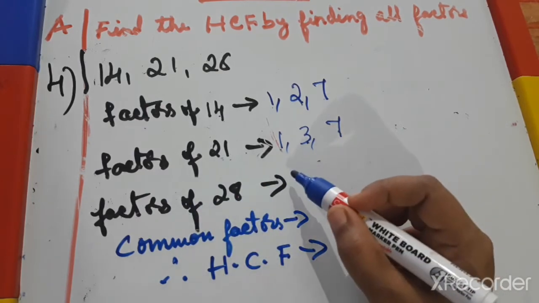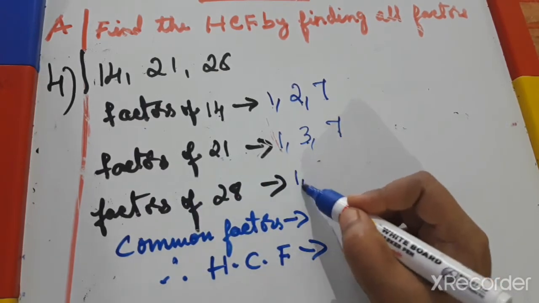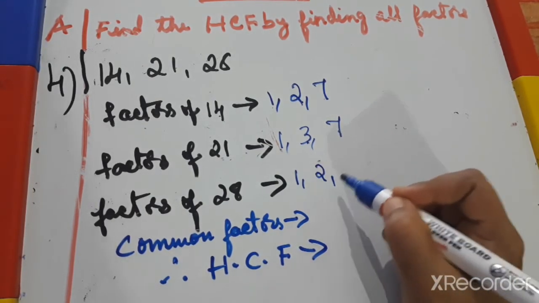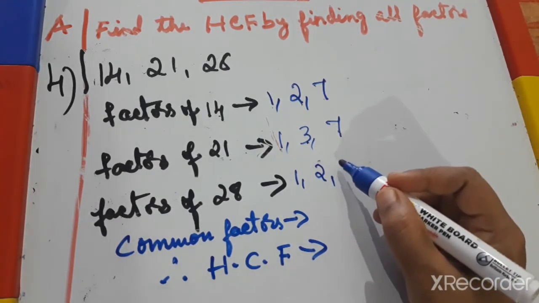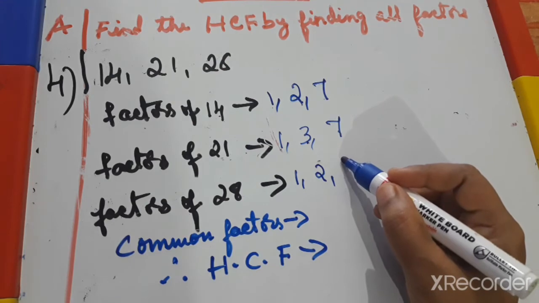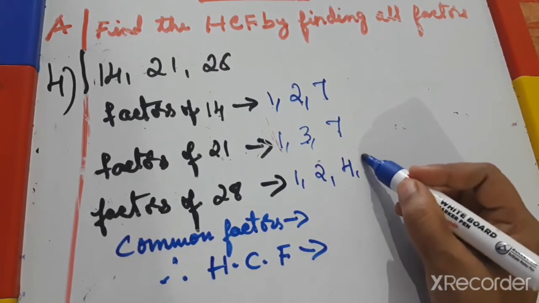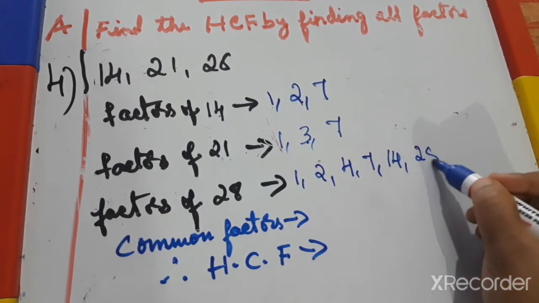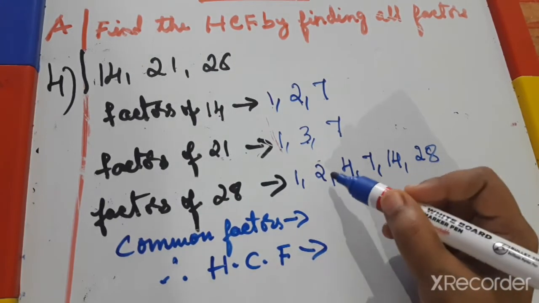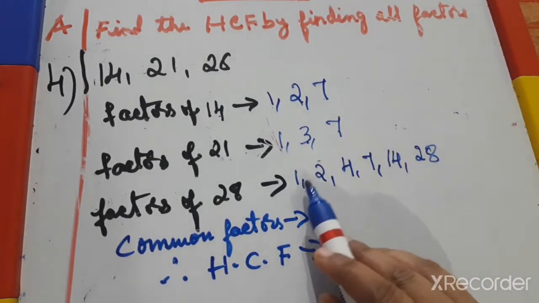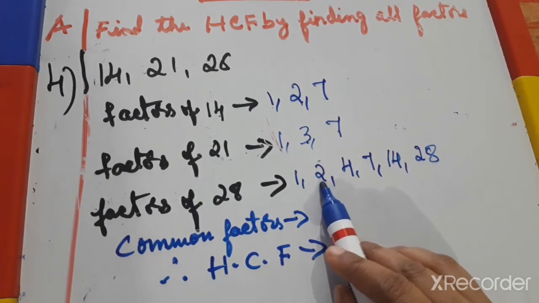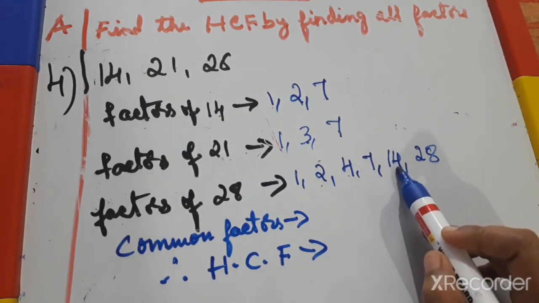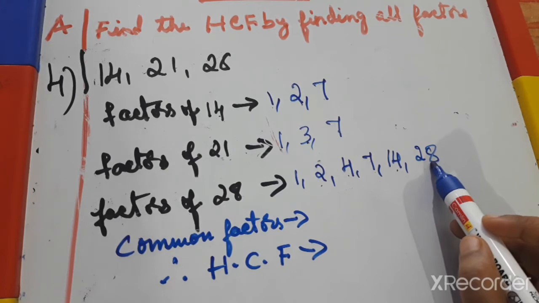Factors of 28. In which tables does it appear? 1 is a factor common to all numbers. Then 2 14s are 28. 4 7s are 28, and 7 4s are 28, that is also a factor. 14 2s are 28, and 28 ones are 28. These are the factors: 1, 2, 4, 7, 14, 28.